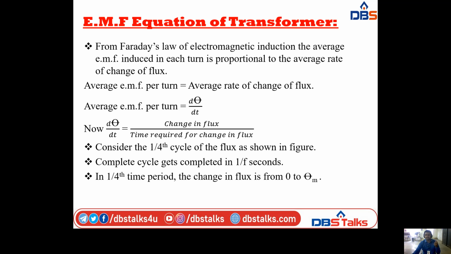It is denoted with d phi by dt. This is the average rate of change of flux, d phi by dt, that is the average EMF per turn. Now d phi by dt, we write as the change in flux, that is d phi, by the time required for change in flux, that is dt.